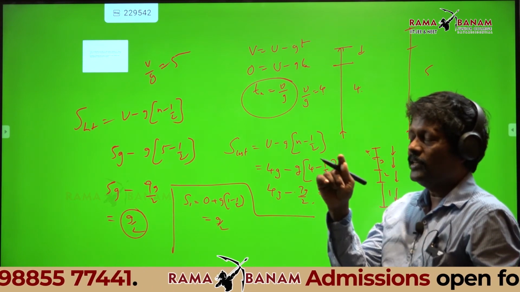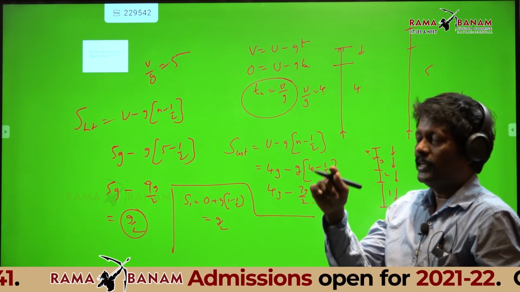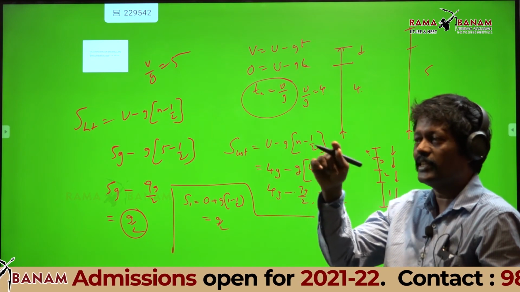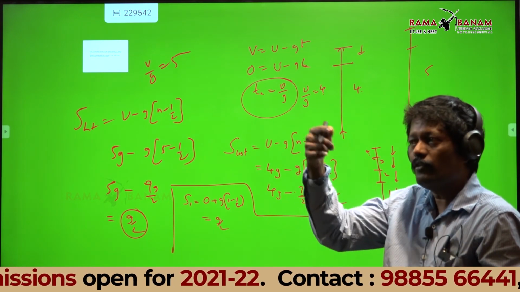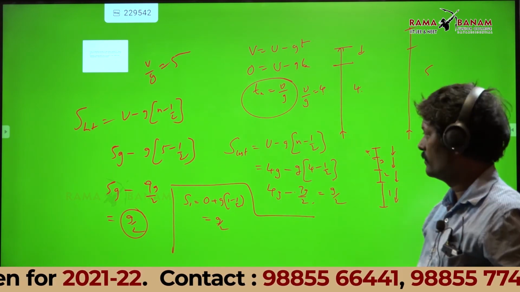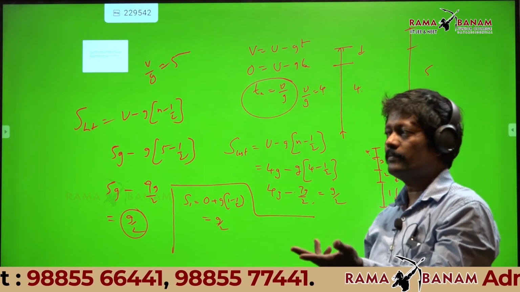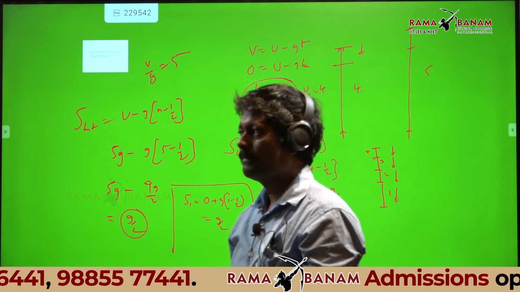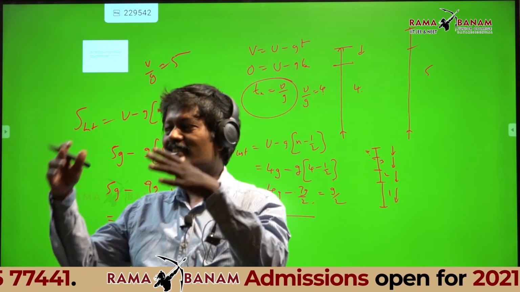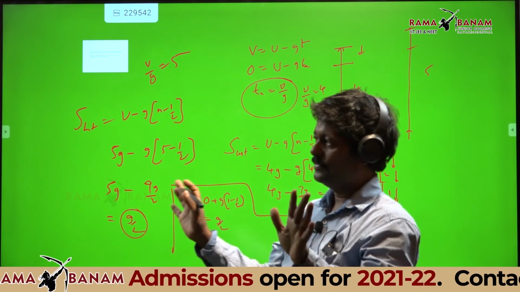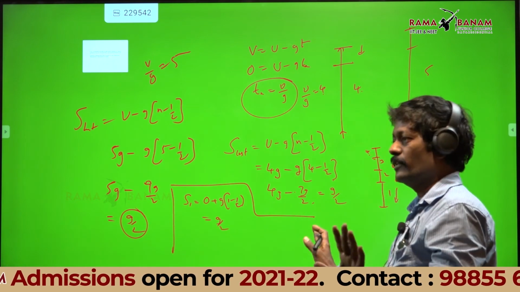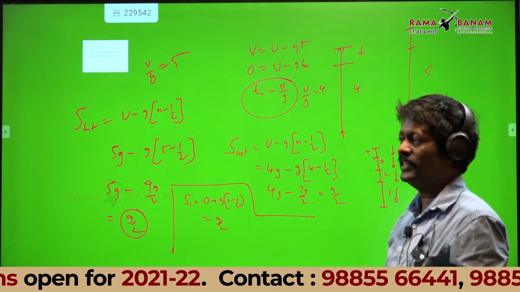The idea you should get is that the last second of ascent is nothing but the first second of fall, g by 2. Sir, if they give any time, whether the last second is 5 or 10, anything, it is g by 2. Very good, correct. That is the idea you should get.